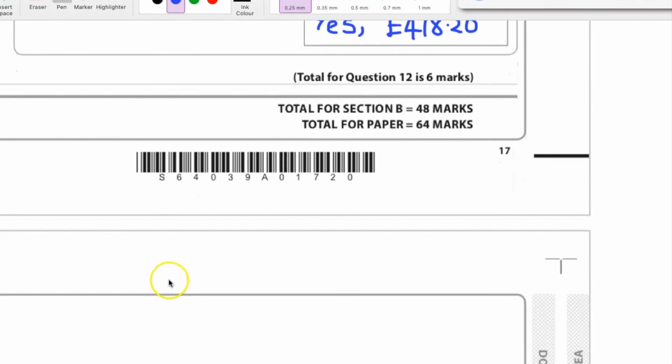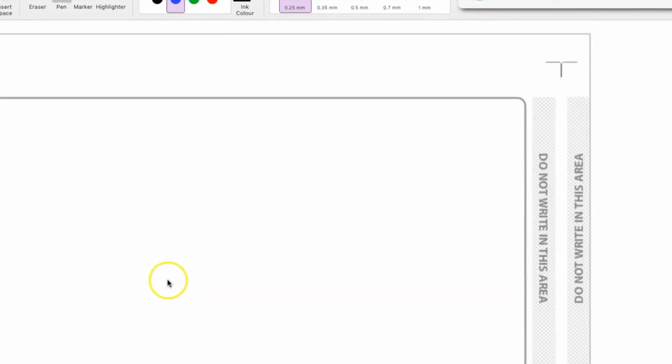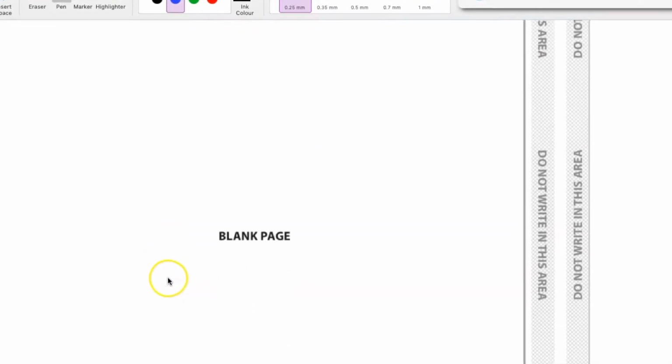This is the end of this paper. The next one is blank.